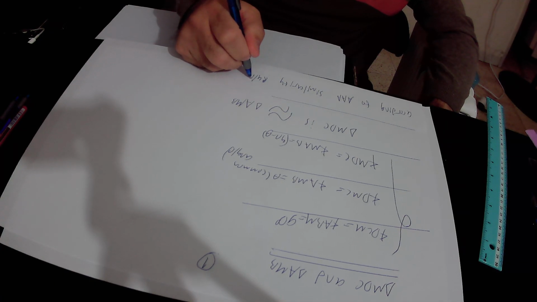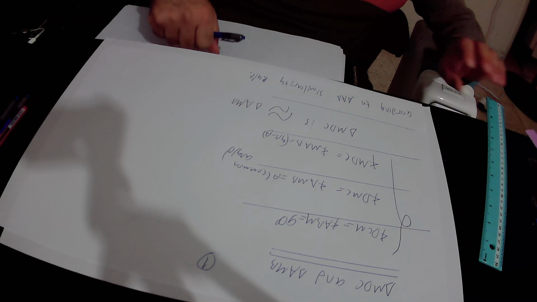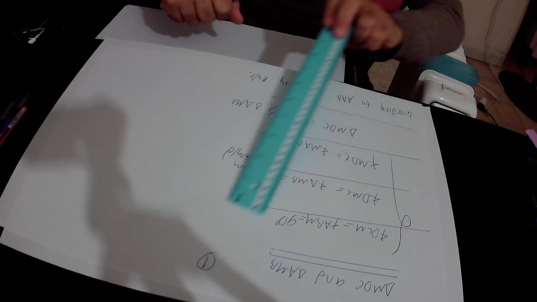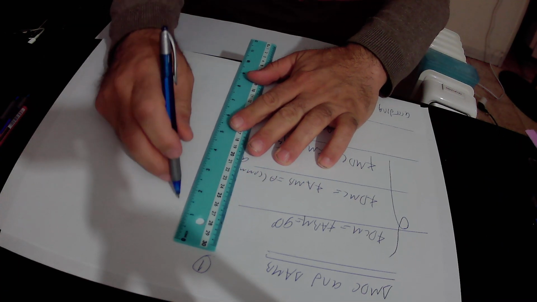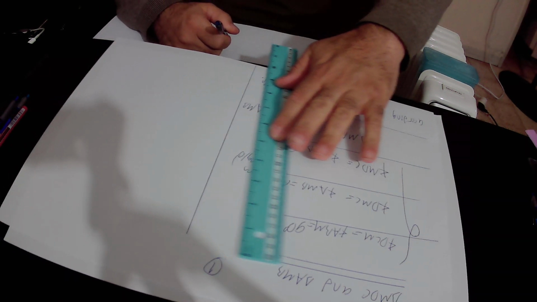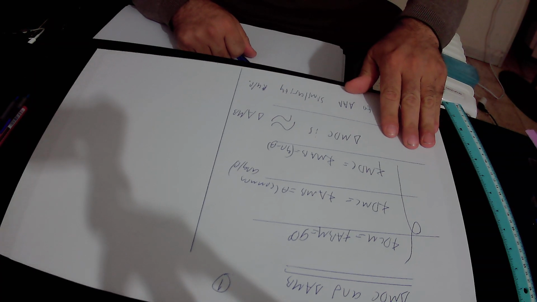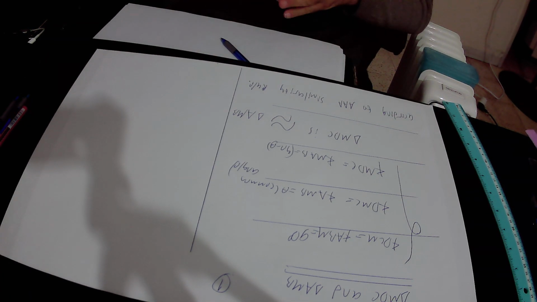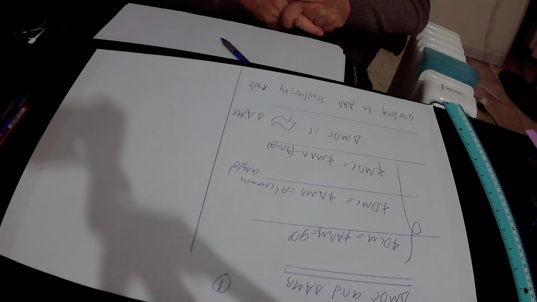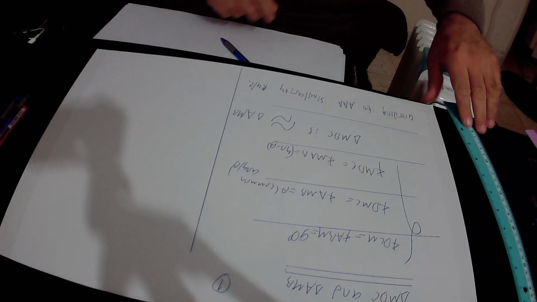So what is the angle similarity rule? The angle similarity rule is that if you prove that all three angles in one triangle are correspondingly equal to all three angles in another triangle, then you have proved that the two triangles are similar to each other according to the angle similarity rule, exactly as we proved in our two triangles.